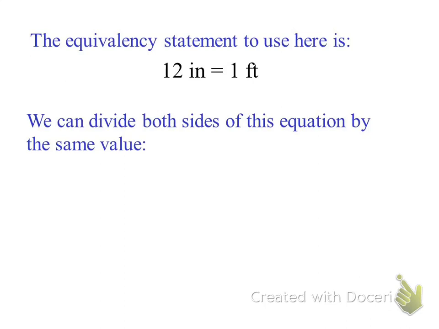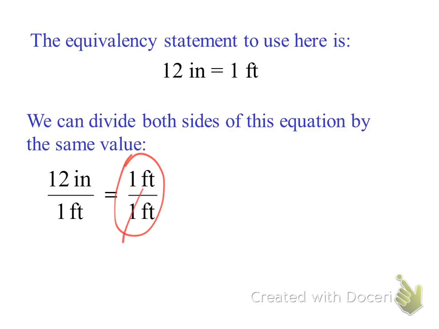So we know that if we have an equality like that, we can divide both sides by the same thing, and we're not messing anything up. So for instance, what if we divide both sides by 1 foot? What's 1 foot divided by 1 foot? What's this quantity? It is 1. Very good. That is the number 1.